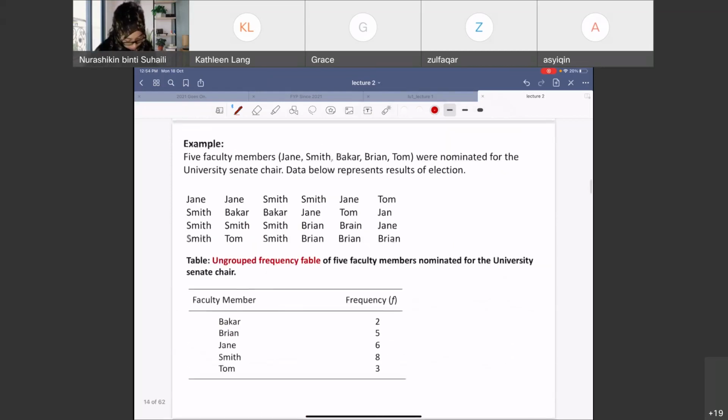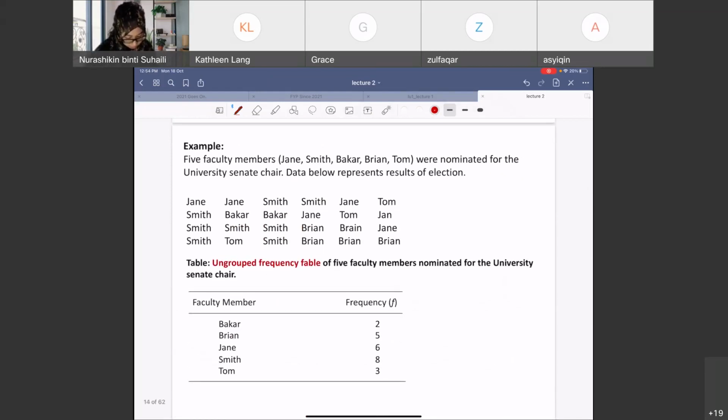Right, so this is another example. This is the raw data, and this is about nomination for the University Senate Chair. The same thing, you create a table. This is the subject, and this is the frequency. And this is still an ungrouped frequency table.